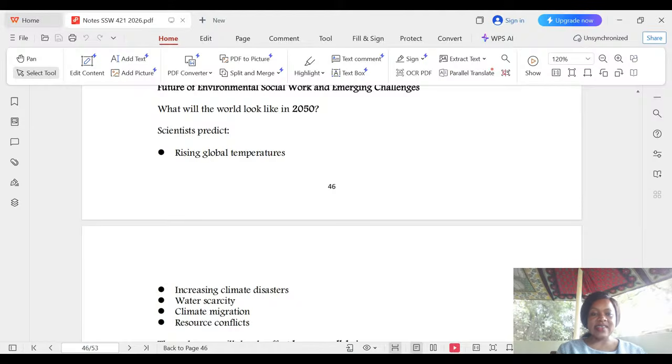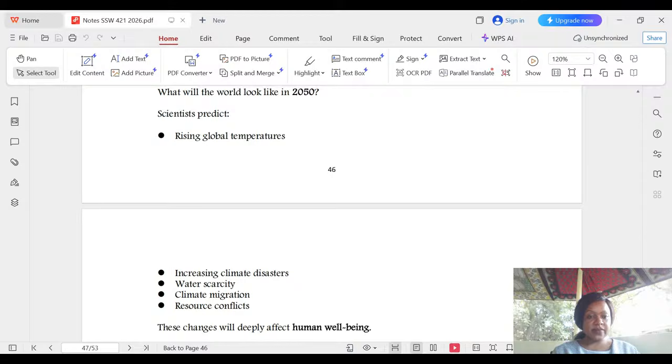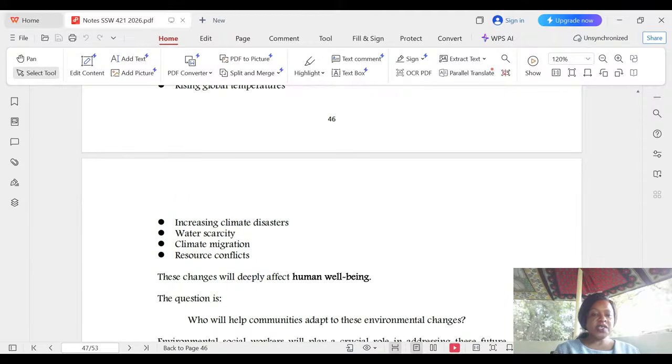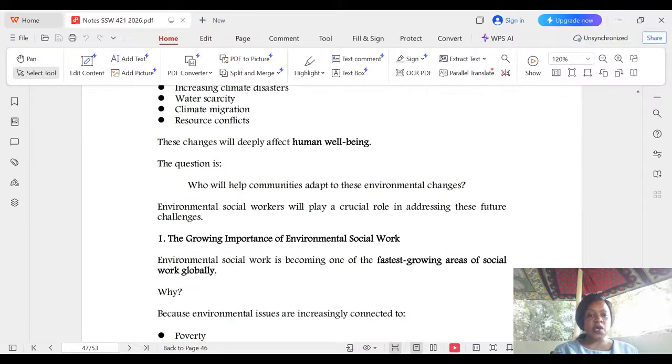So what they are saying is, even as we advance into 2050, there's still going to be an increase in these climate disasters. As we are mentioning this, you in your mind begin to picture what role you can play in addressing these issues and the effects of these issues on vulnerable groups or on general society. Because at that time, it doesn't even matter who is vulnerable or not, so long as they're within that geographical space. Of course, there are various factors that will make a difference, but generally everybody there is vulnerable. Water scarcity is predicted, climate migration, so people moving because of climate change, resource conflicts, and others. These changes will deeply affect human well-being, and so the question is, who will help communities adapt to these environmental challenges?